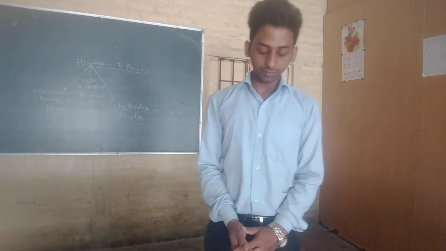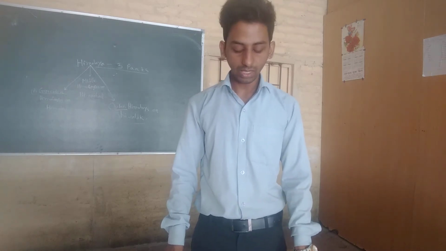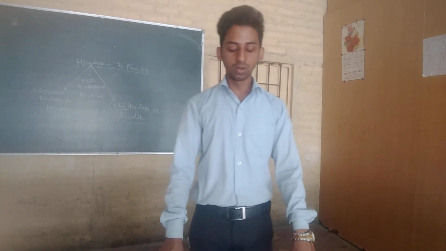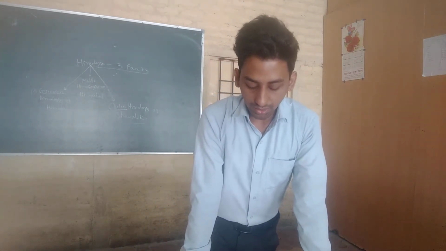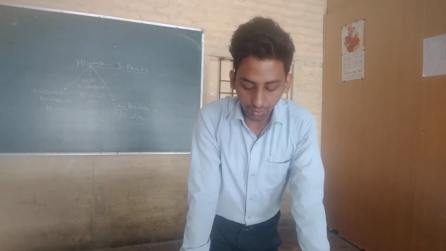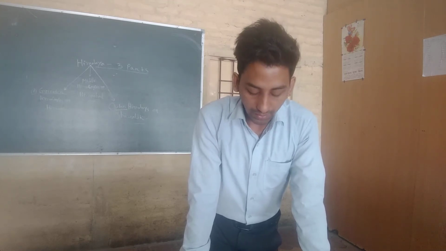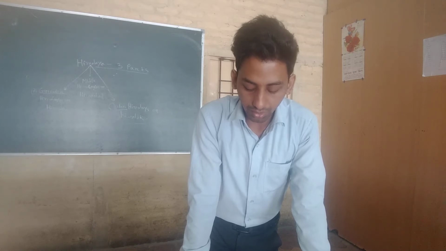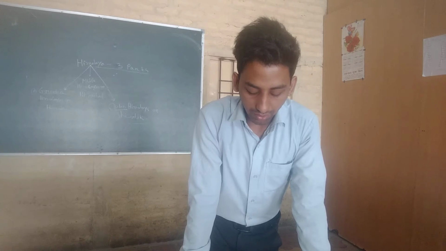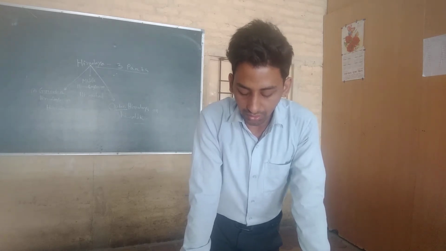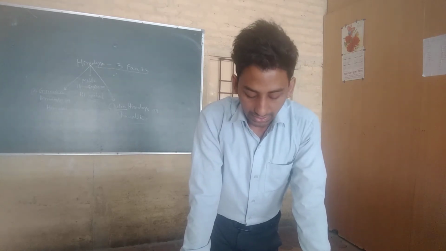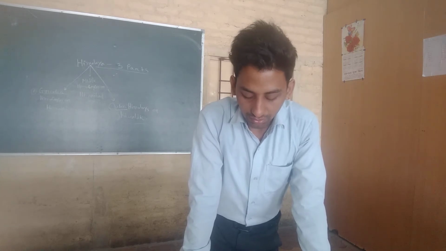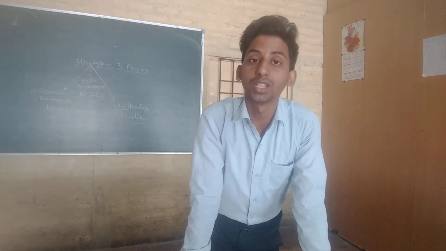So 8 bits is equal to 1 byte, and byte is denoted by B. The memory of the computer is represented in bytes. These are the higher units of measuring memory. 1 kilobyte or KB is equal to 1024 bytes. 1 megabyte or MB is equal to 1024 KB, that is 1024 into 1024 bytes. 1 gigabyte or GB is equal to 1024 MB, that is 1024 into 1024 into 1024 bytes. 1 terabyte or TB is equal to 1024 GB, that is 1024 into 1024 into 1024 into 1024 bytes. 1 petabyte is equal to 1024 TB, that is 1024 into 1024 into 1024 into 1024 into 1024 bytes.